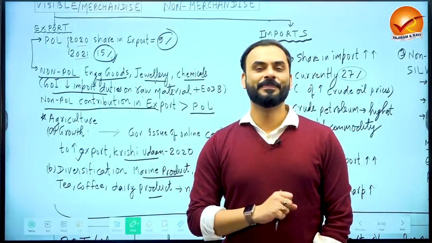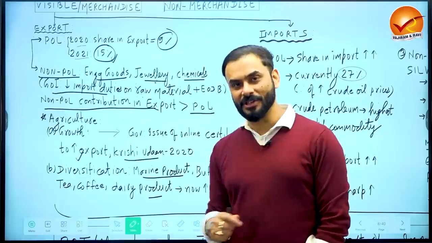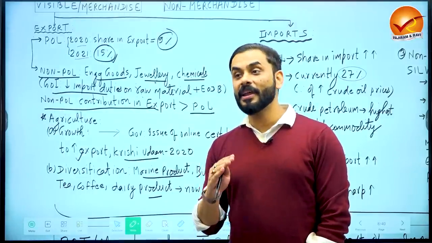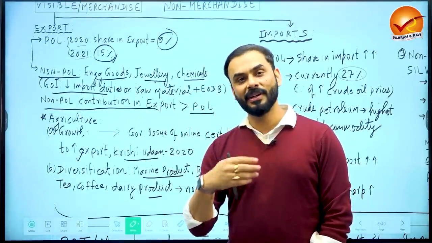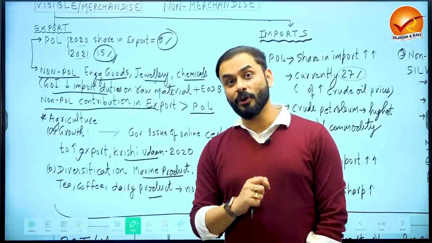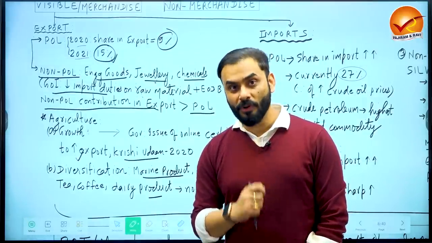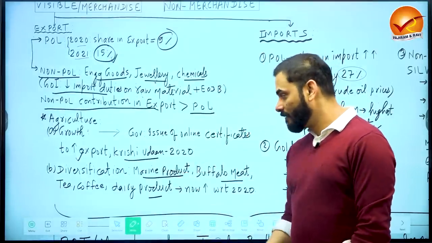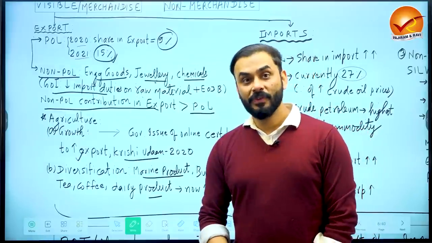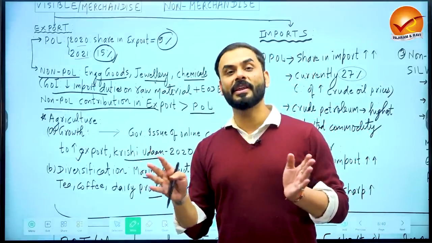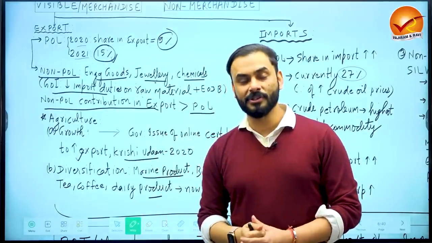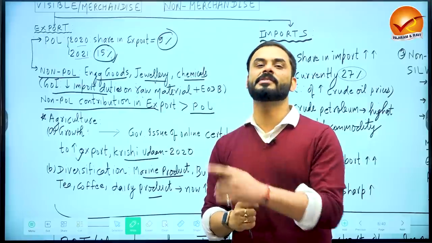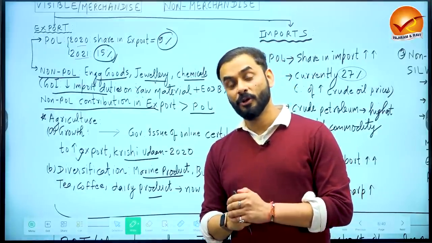What does it tell you? It gives a message that earlier we were exporting only a limited set of products related to agriculture, rice, wheat, cereals, etc. Now we are also exporting dairy products, more buffalo meat, more marine products, tea, coffee, which means we are diversifying our agricultural basket, which we are exporting to other countries. So this diversification is a very positive outcome during COVID.